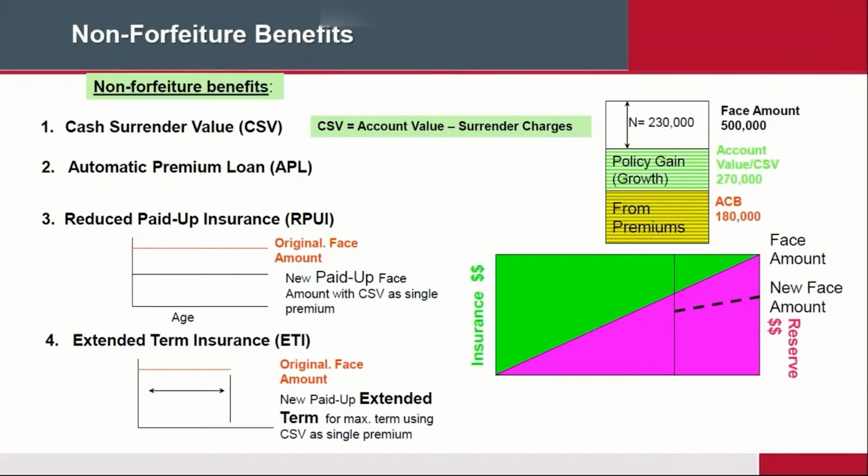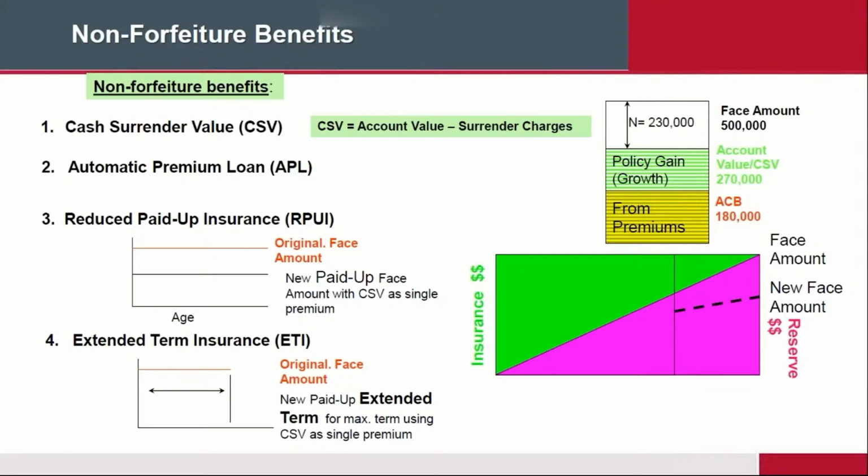A cautionary note. In this example, they're saying the face amount is $500,000 and the account value is $270,000. The ACP is $180,000. What we're saying is that if you decide to cash in the policy, you're going to get $270,000. That's fine. But remember that $500,000 is now gone. It's finished. There's no more coverage. You got your money, and that's the end of it.